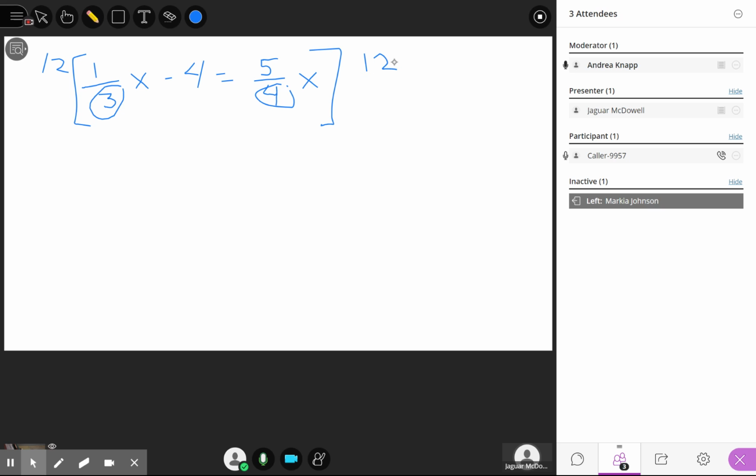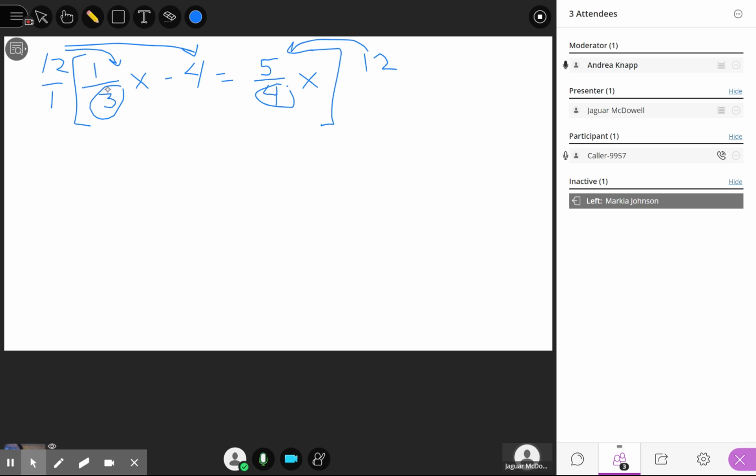Okay, now you could have done a greater multiple like 24 or something, but then you would have more simplifying to do at the end. So let's just stick with 12. So we're going to distribute the 12 to each of these terms on the left-hand side and take the 12 times the 5/4 x on the right-hand side. I'm going to write the 12 as a 12 over 1 to make it easier to multiply these fractions.